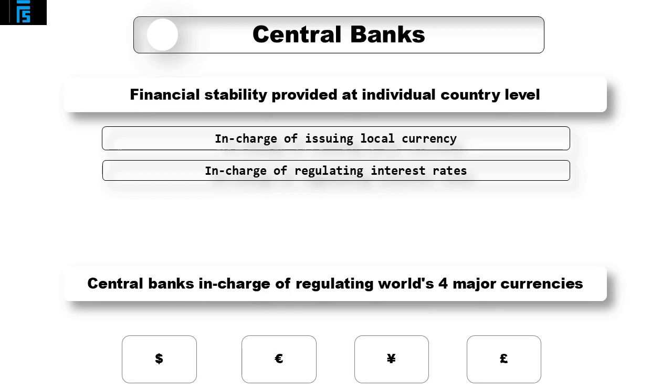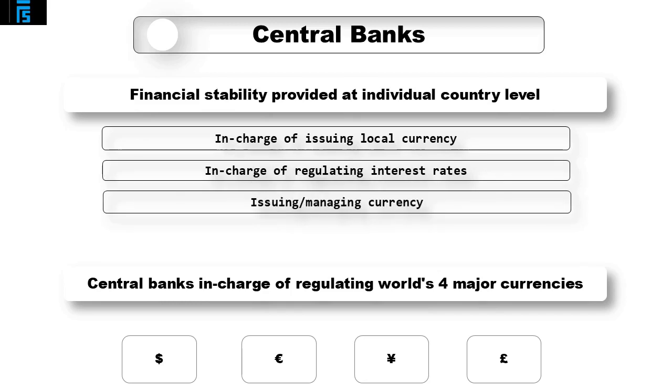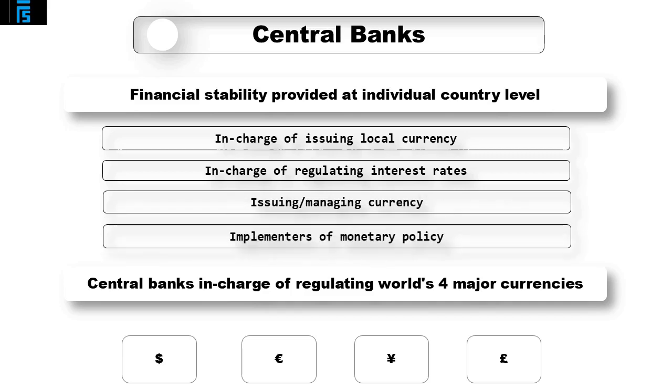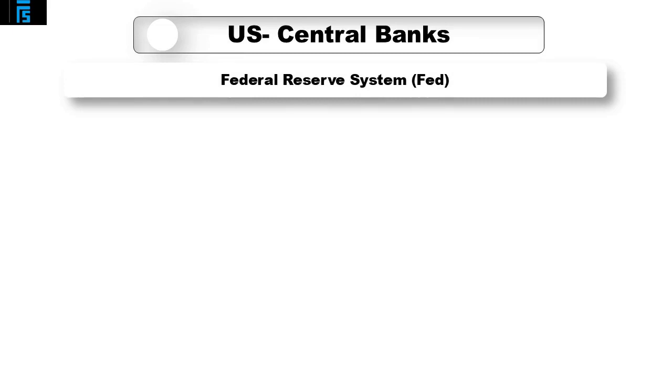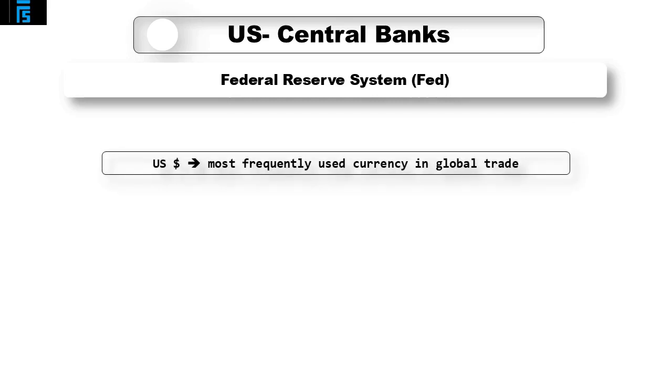A central bank, also called a reserve bank, is responsible for issuing and managing the currency and money supply of a country or currency zone. In other words, central banks are the implementers of monetary policy. The Central Bank of the United States is called the Federal Reserve System, a name which is often abbreviated to the Fed. One of the primary roles of the Fed is naturally issuing the United States dollar, which is the most frequently used currency in global trade.